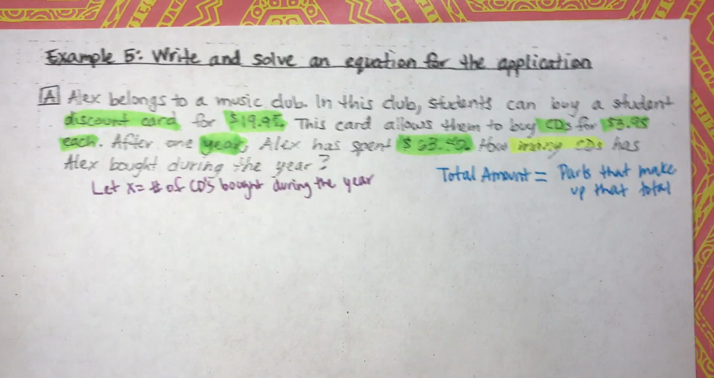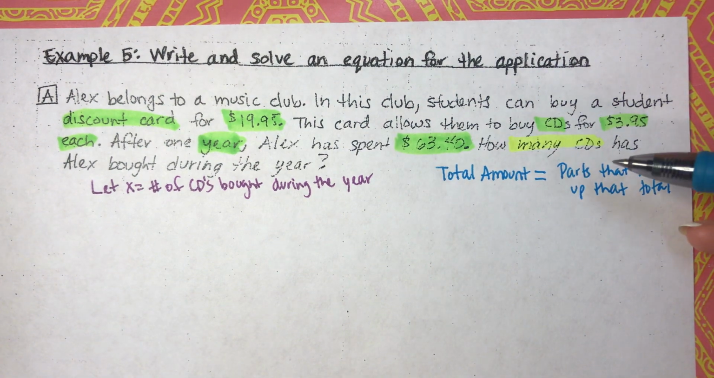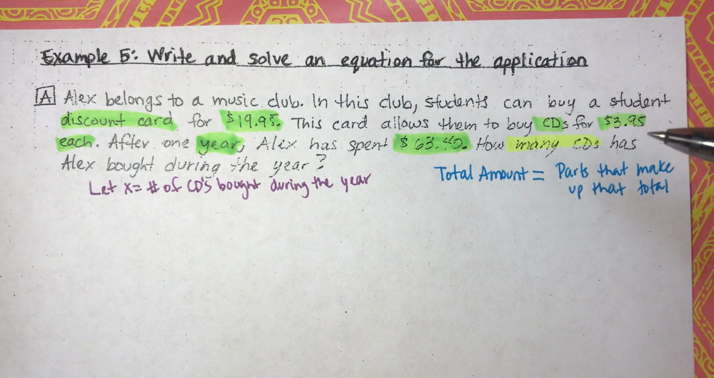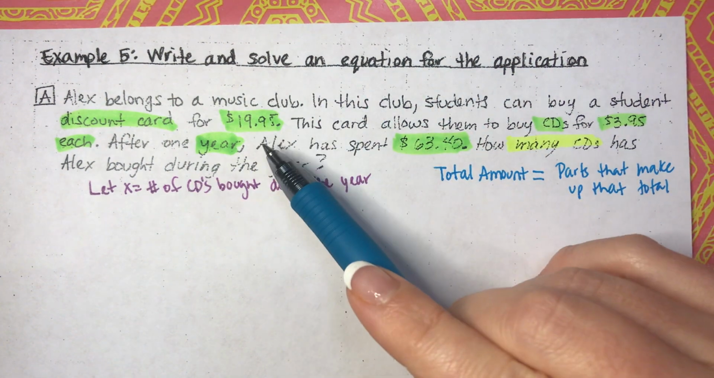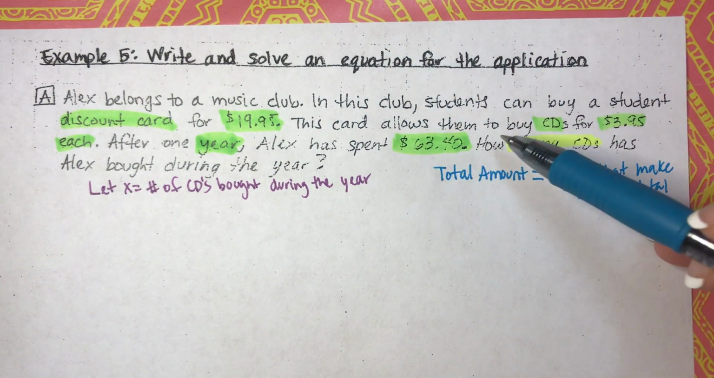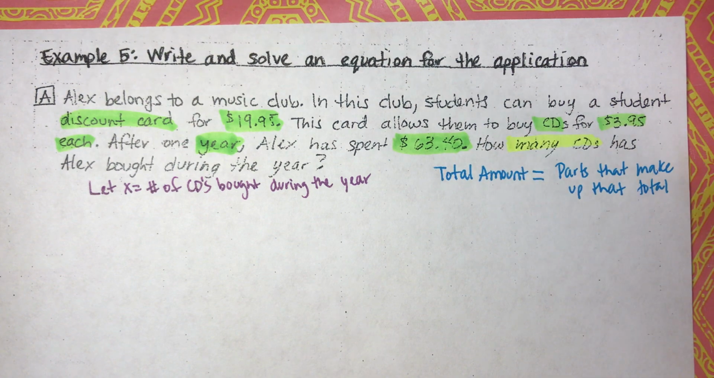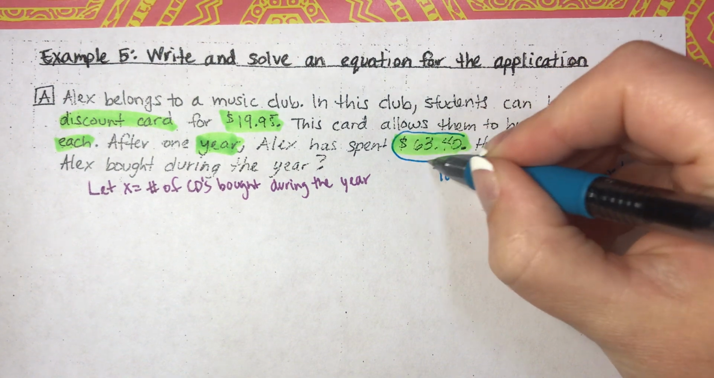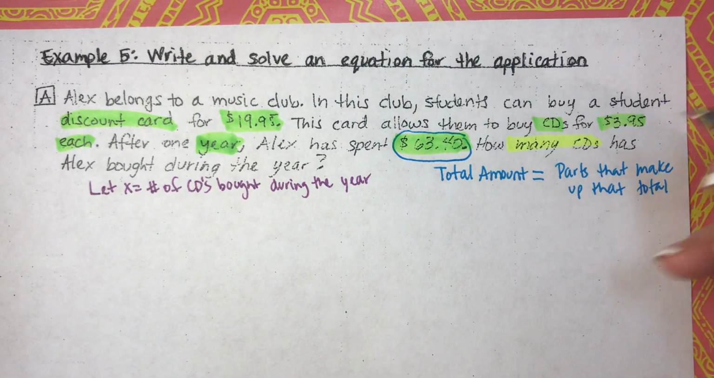That makes sense, right? So if we're looking at all of this information, we want to determine what the total amount is, and what the things are that make up the total amount. So first, let's start with the total. What is the total amount? Is it the discount card for $19.95? Is it the $3.95 that Alex pays for each CD, or is it that he spent $63.40 over the entire year? Well, this is the total amount right here, the amount that he spent over the entire year.